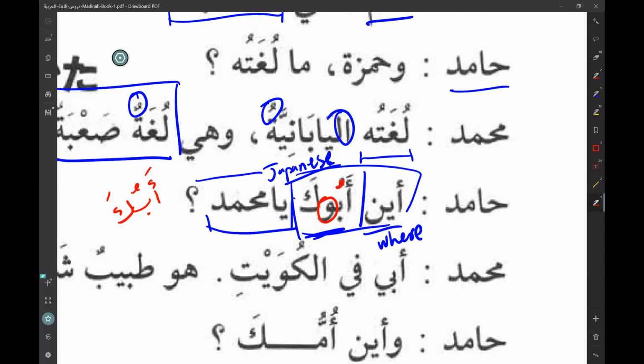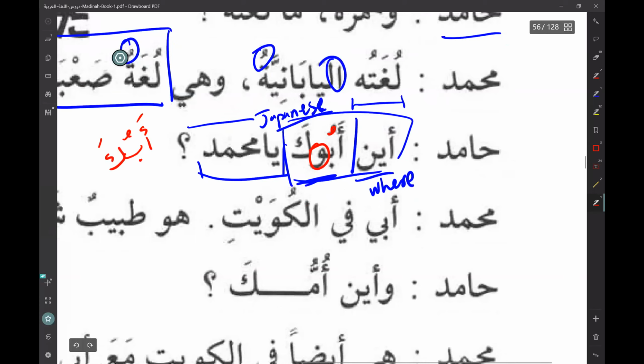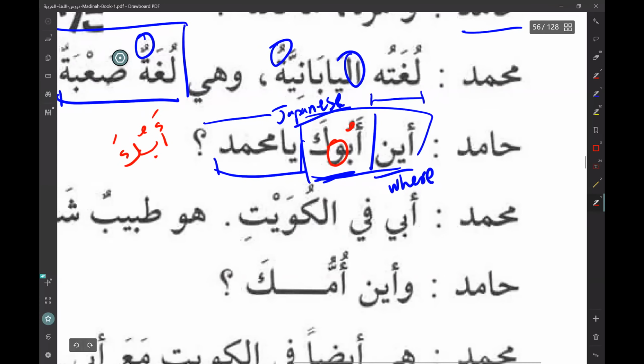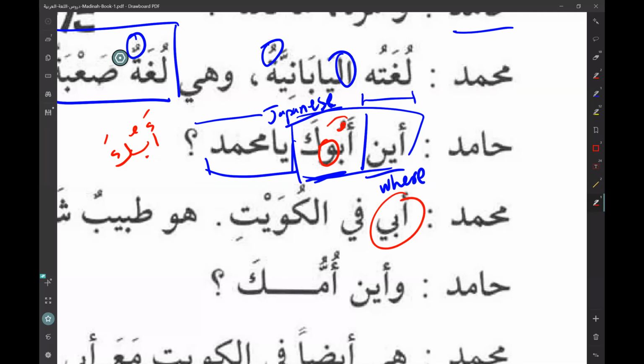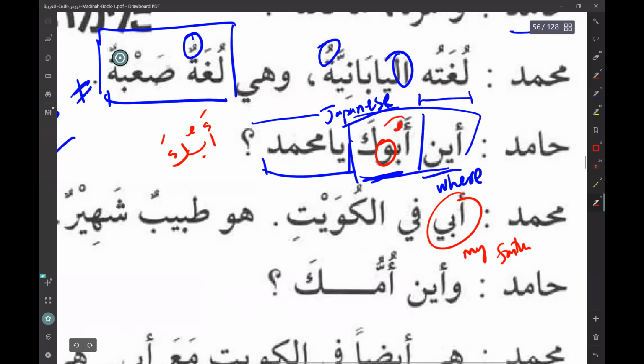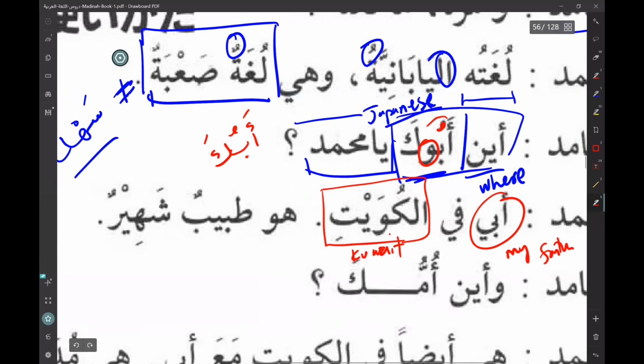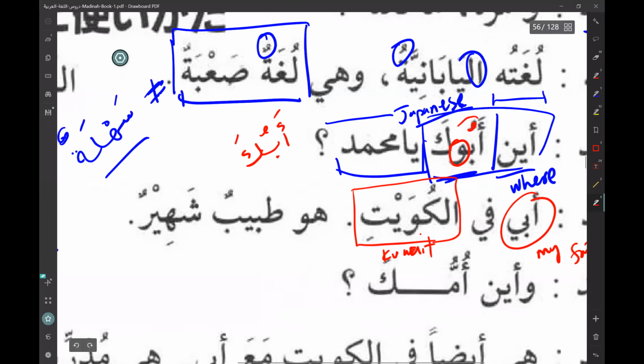Okay, so your translation was good. The next one we have is Muhammad saying Abi. What is Abi? Abi is father, my father. Fi where? Kuwait. What is Kuwait? Guys, it's Kuwait. It's a country, right? Yes, it's a country. So my father is in Kuwait.